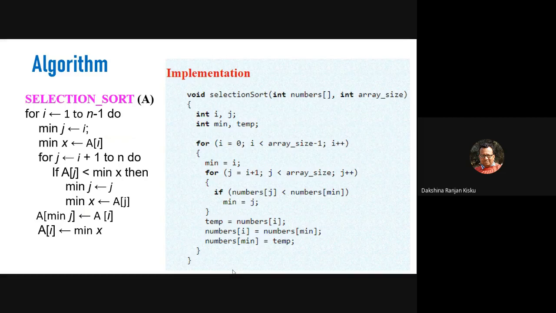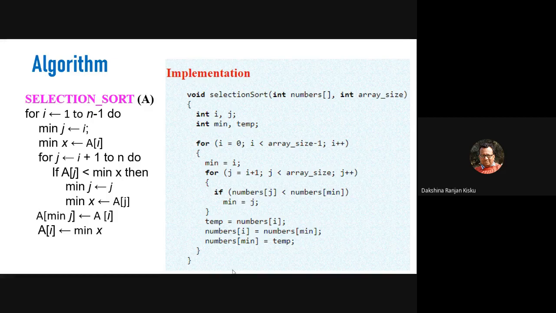Now here you can see the algorithm as well as the implementation of the selection sort. If we look at the algorithm part, we can see that there is a comparison aj less than minimum x. Okay. So we first initialize the minimum j by i, then minimum x by aj.